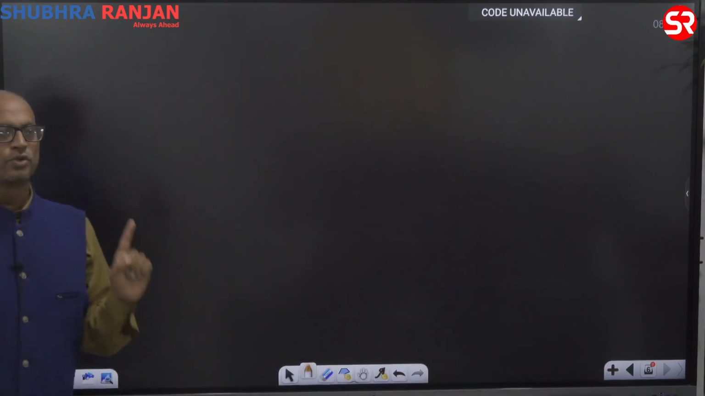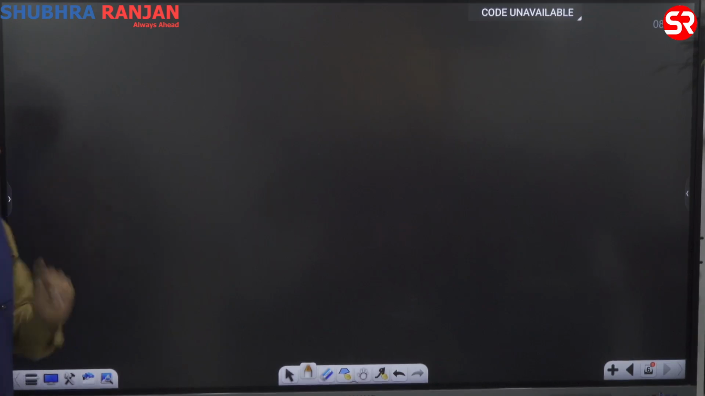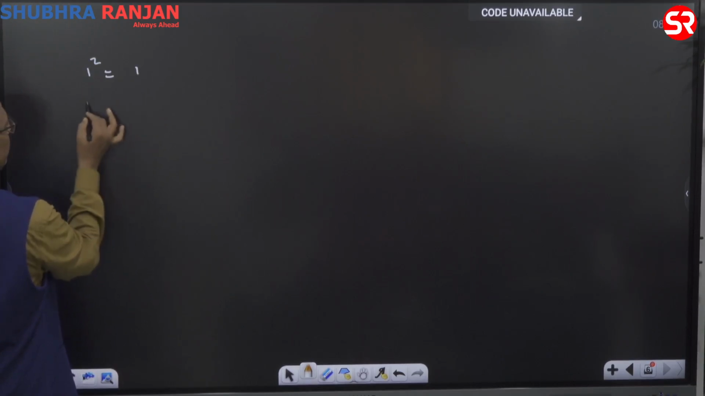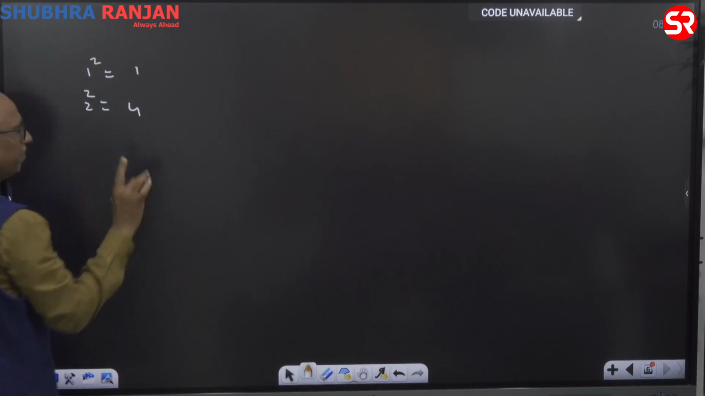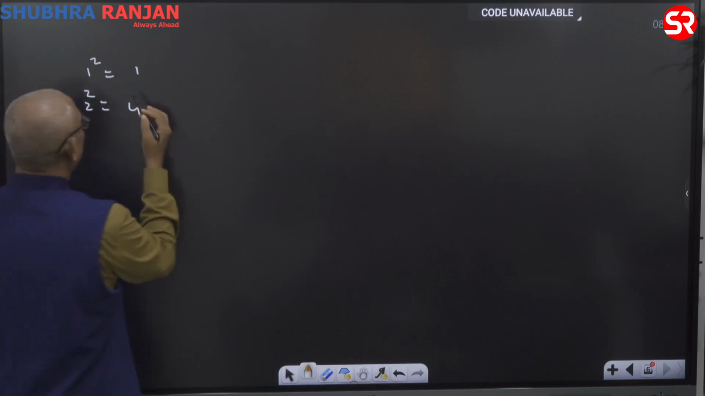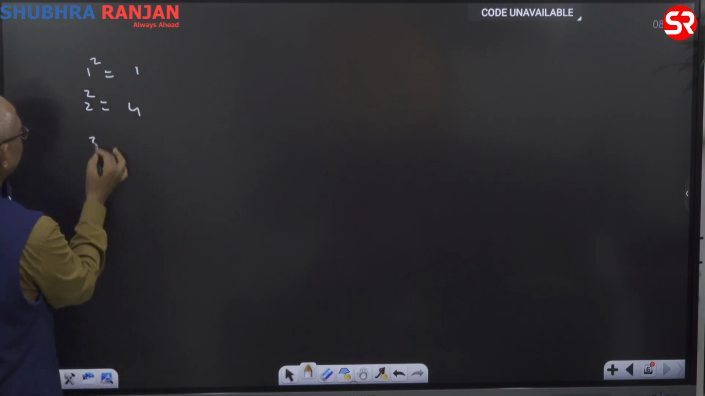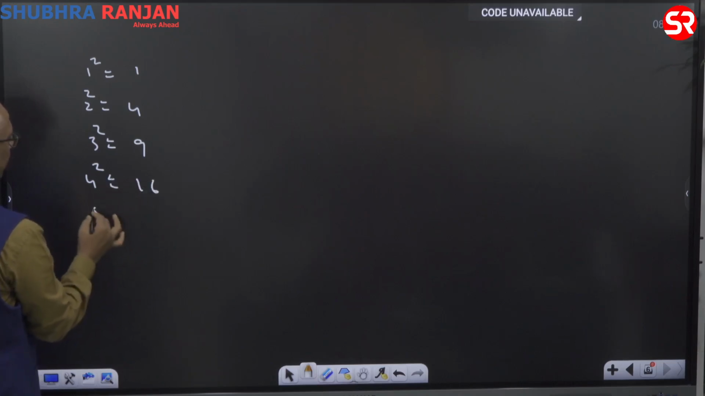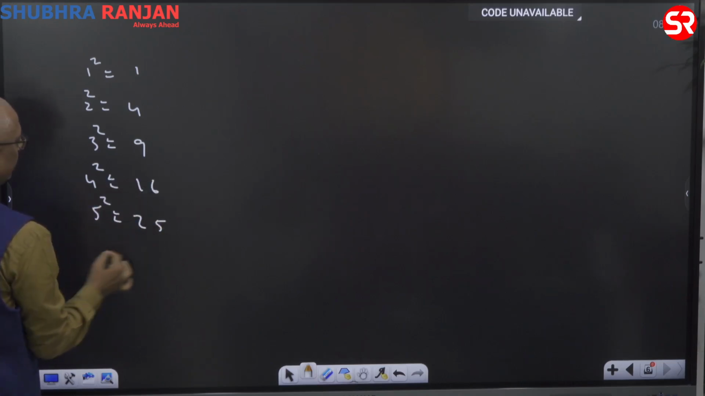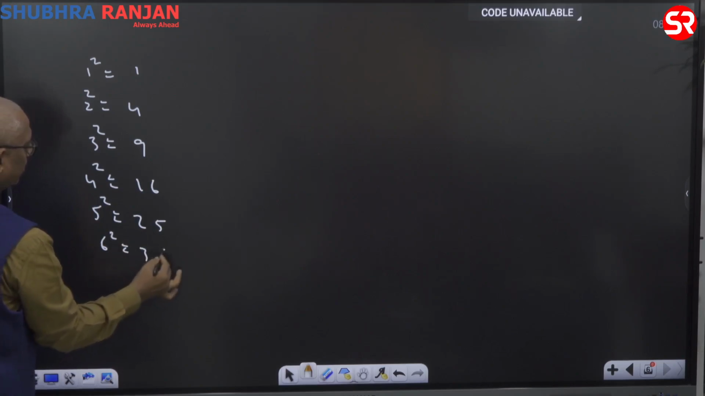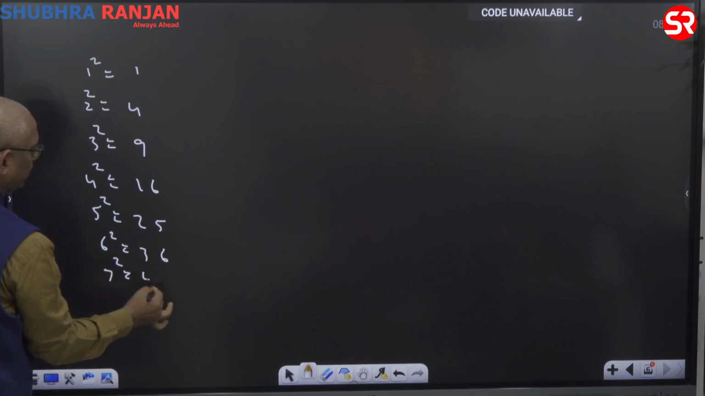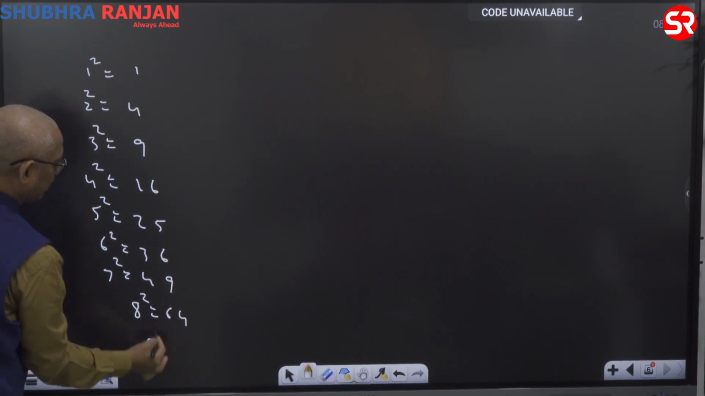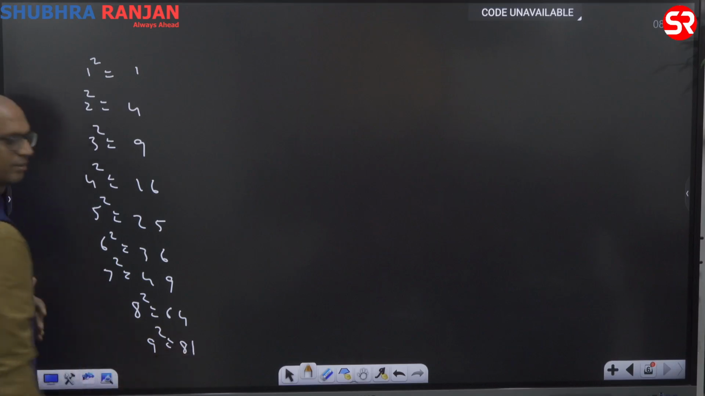So now squares and square roots. See, we all know squares. 1 square is what? 1. 2 square is what? 4. My question is, 3 square is what? 4 square? 5 square? 6 square? 7 square? 8 square? 9 square? It is mandatory to know up to this.